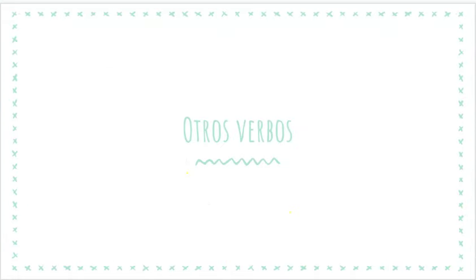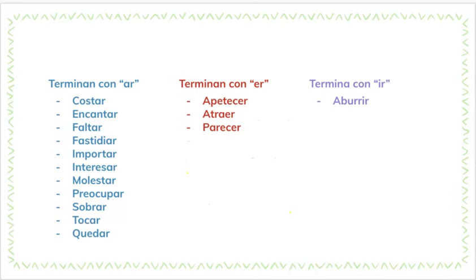Otros verbos. Aquí, otra vez, tienen una lista de verbos como gustar. All of these verbs behave the same way that gustar does, where you conjugate them in third person singular or third person plural, and you use the indirect object pronoun. The me, the te, the le, the nos, os, or les.